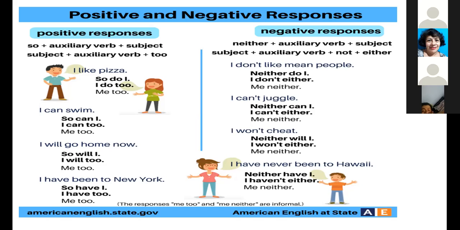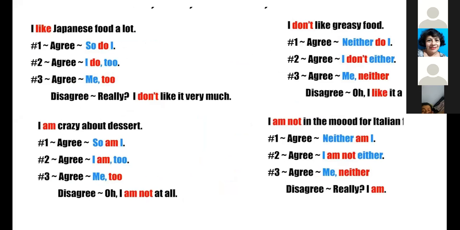May I, teacher? Yes, please. Go ahead. I have never been to Hawaii. Neither have I. I haven't either. Me neither. Excellent. Thank you. Eso sería como yo tampoco, ¿verdad? Yo no he ido tampoco. Y es como acompañar la negación, ¿verdad? Thank you very much. Teacher. Adelante.